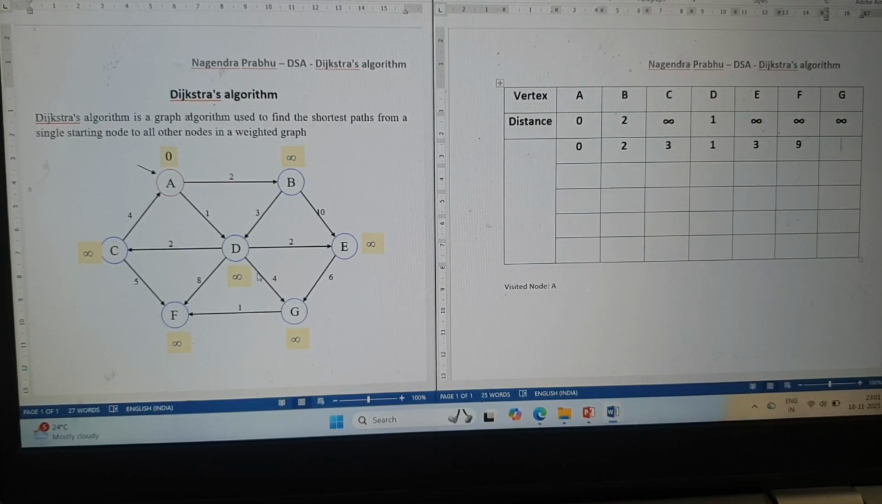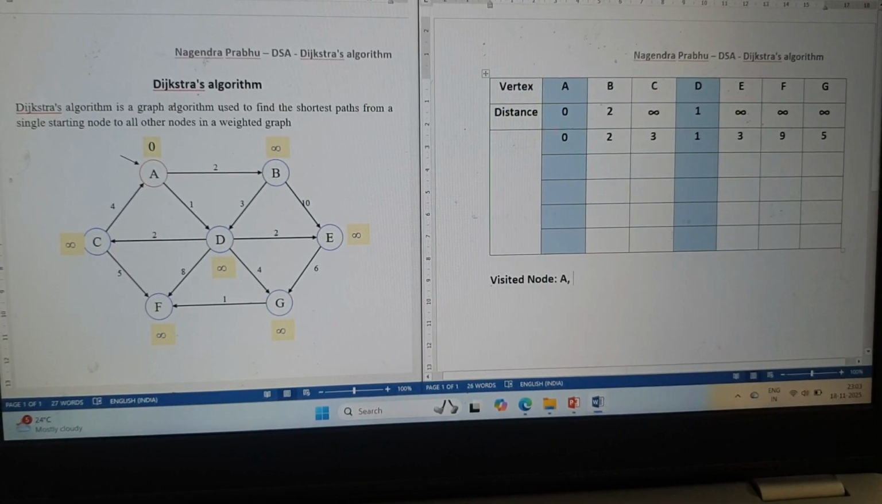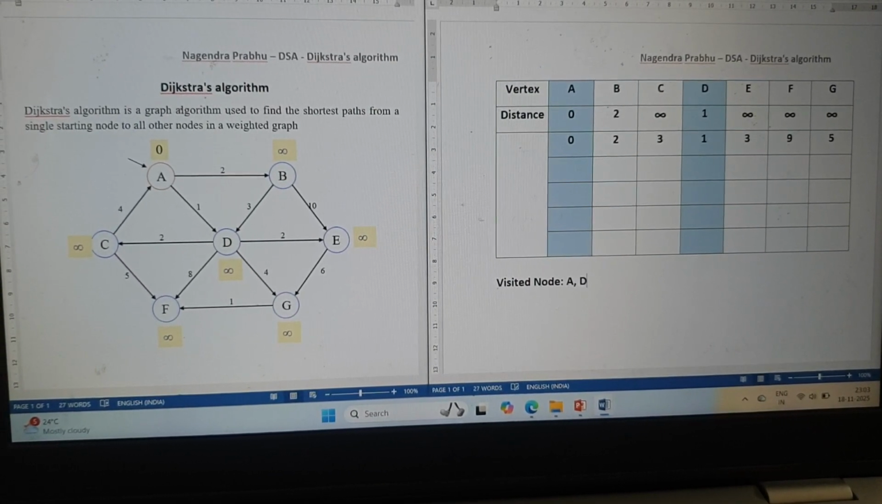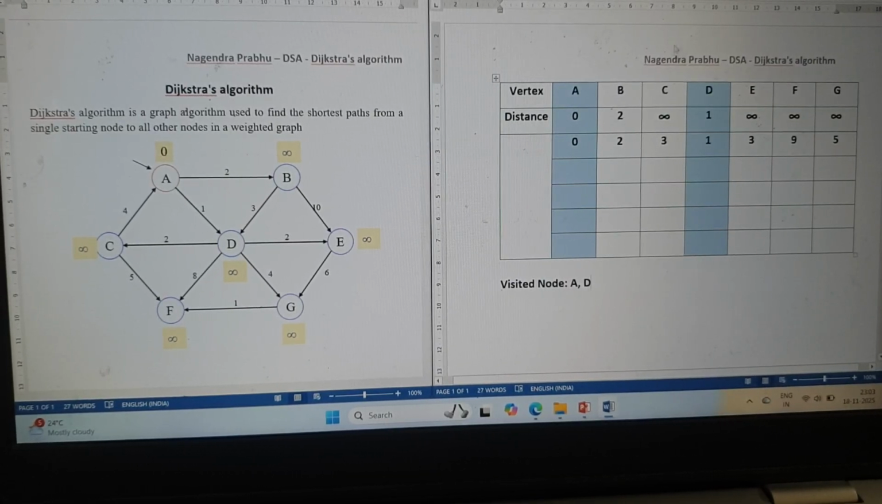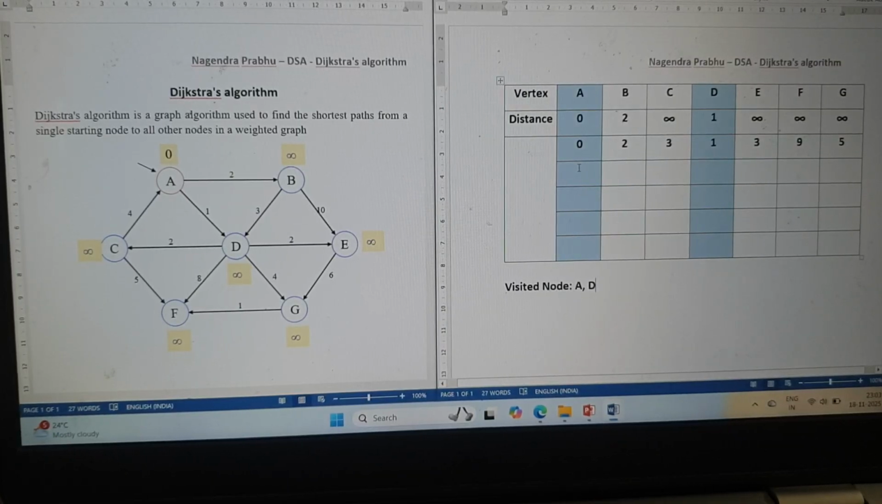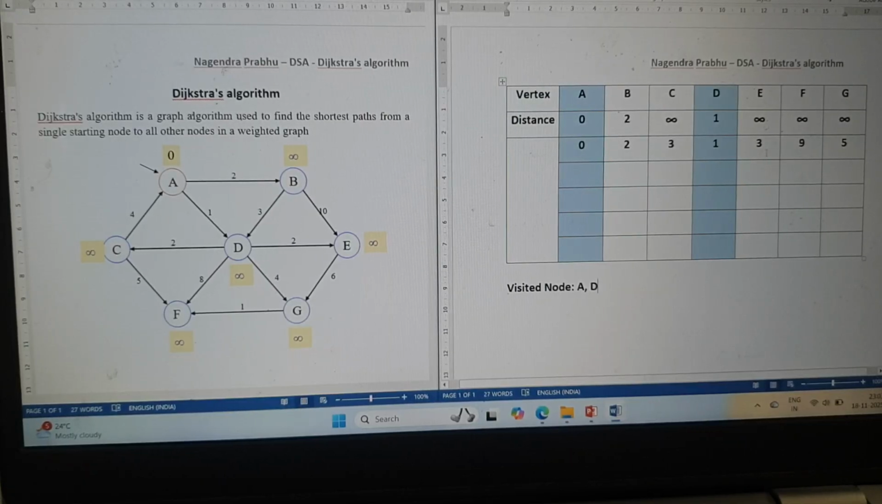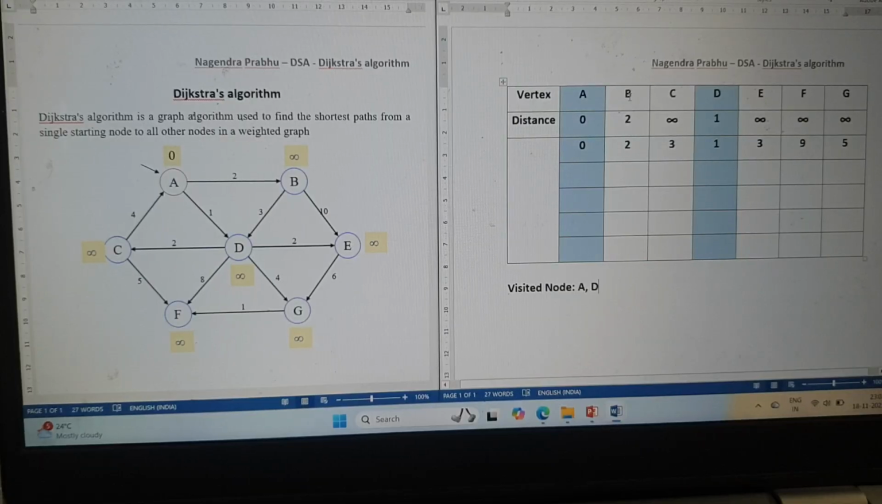Then D to G, yes, we have a direct path from D to G, the weight is 4. Our starting point is A to D to G, so it is 5. 1 plus 4 is 5. Now we have visited A and D, so I have marked D also. I just changed the color of A and D because they're already visited, and the values won't change for A and D, they will be the same. Now leave A and D, and find the remaining values: 2, 3, 3, 9, 5. Among these, which one is smaller? 2 is smaller. Now I am going to visit B.